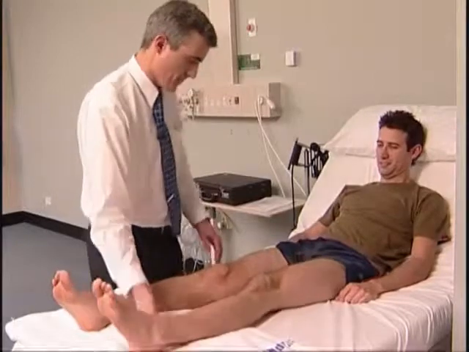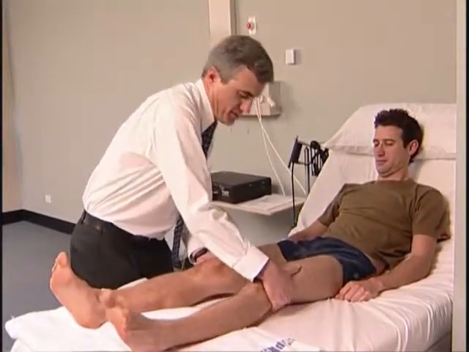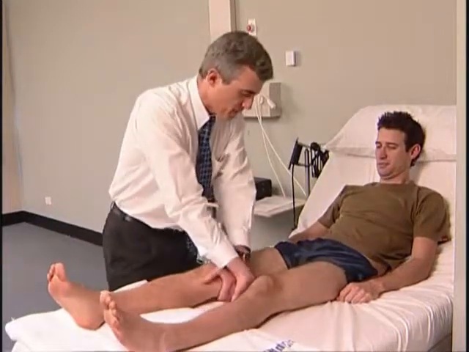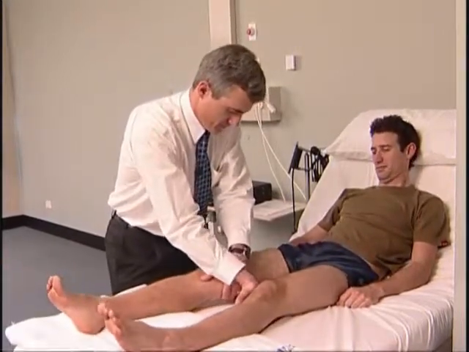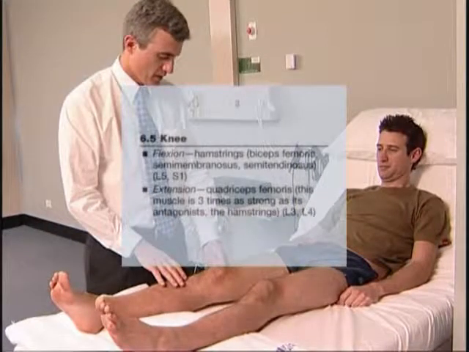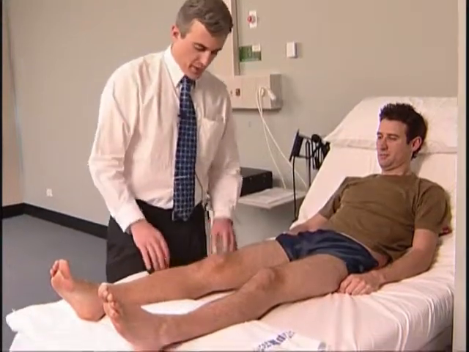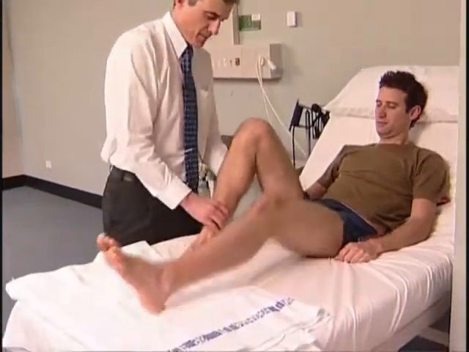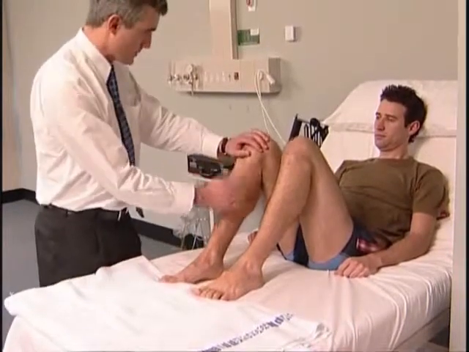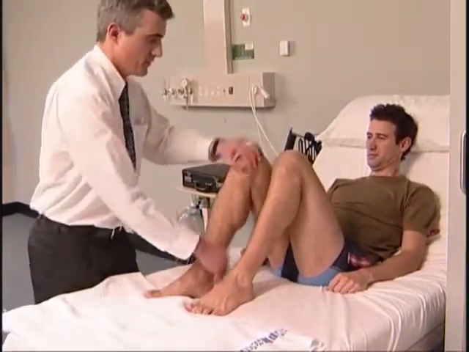Now hip abduction. Push your legs apart as firmly as you can. That's it. Good. Now hip adduction. Again, pull your legs together. Good. Now test knee flexion. I'd like you to bend your knees for me. Bring them both up. Good. Now hold it in that position and don't let me straighten it. Hold it. Good.